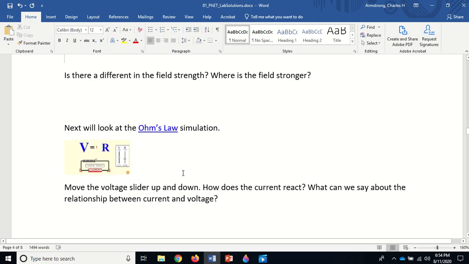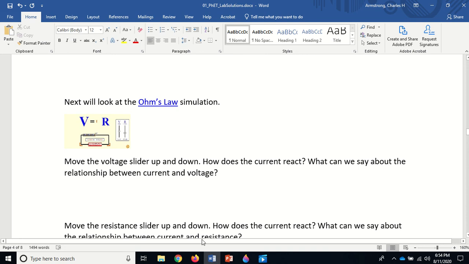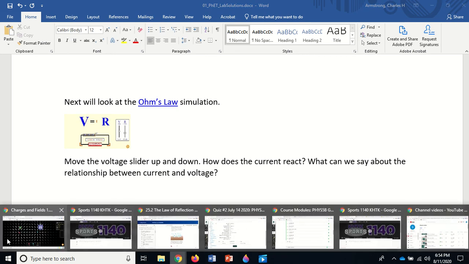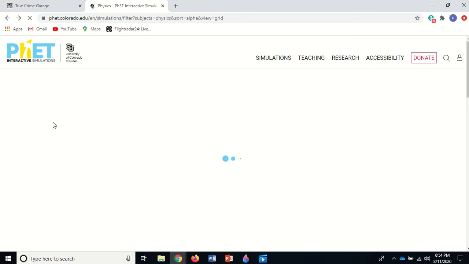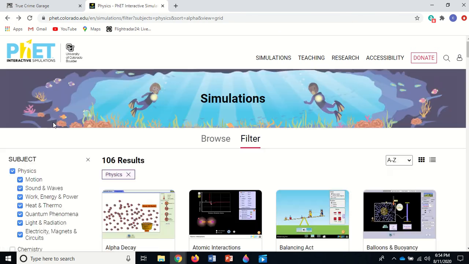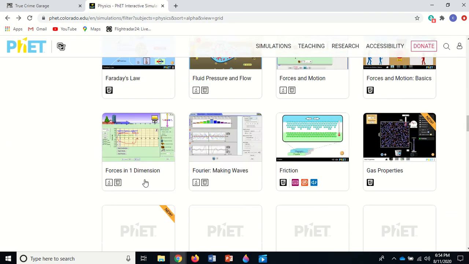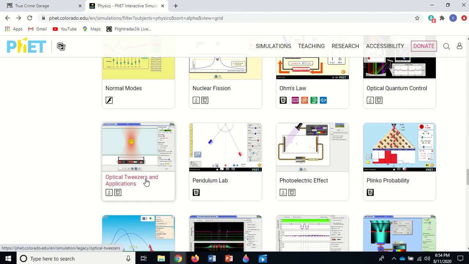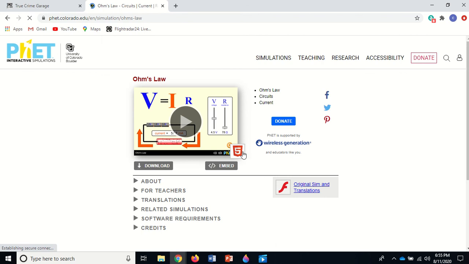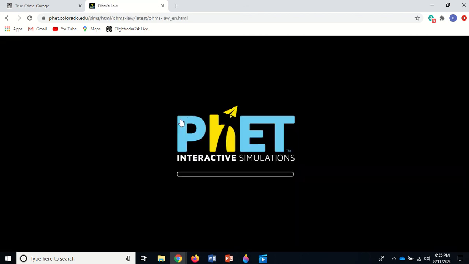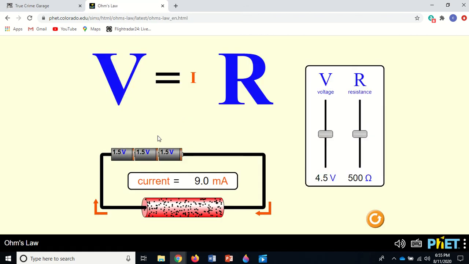Now we want to go to the Ohm's law simulation. Once again, let me go down to the O's. Ohm's law simulation. Okay, so what you can do is mess with the voltage and mess with the resistance and see what happens with the current. Right now we have 4.5 volts and 500 ohms.